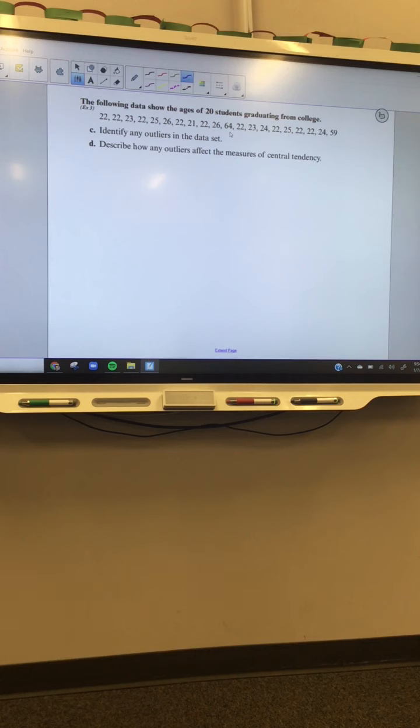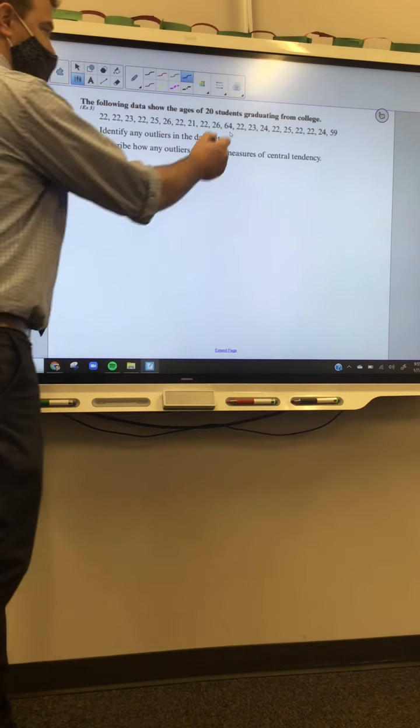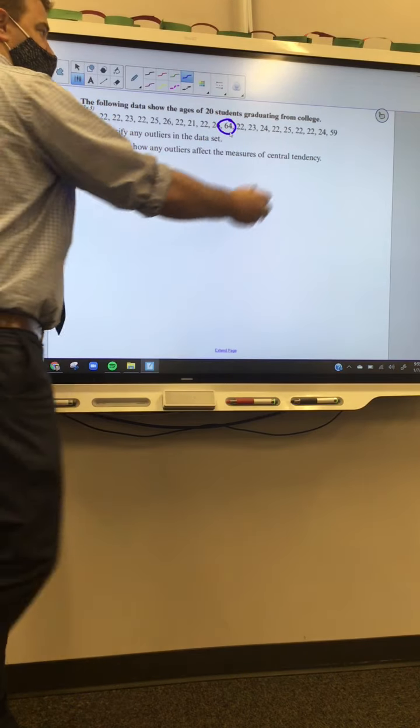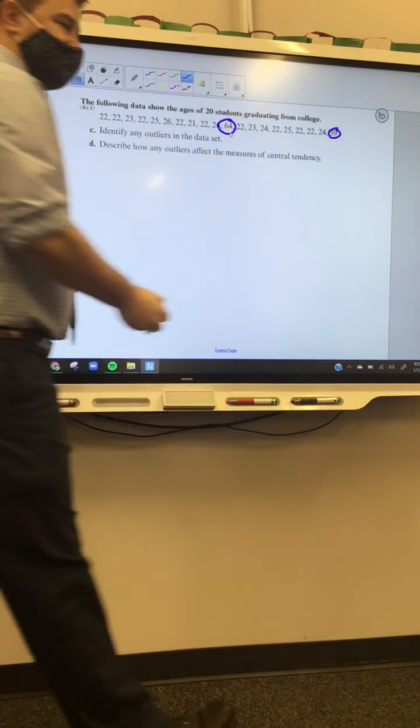What we're talking about here, in this case, is not so much the mean, median, or mode or range. We could do that stuff. But we're talking about outliers. The term outliers is really important when you're looking at a set of data, because outliers can kind of goof up your measure of central tendency. So looking at this set of data, besides that guy that's 64-year-old, I already kind of pointed him out, is there another one that just seems out of place? 59. These two we would consider to be outliers.